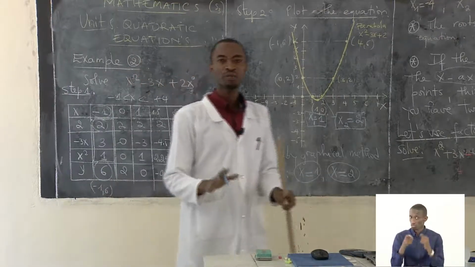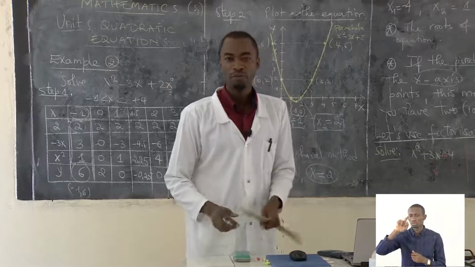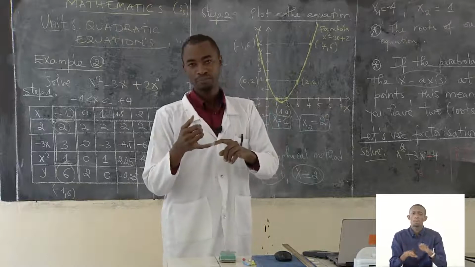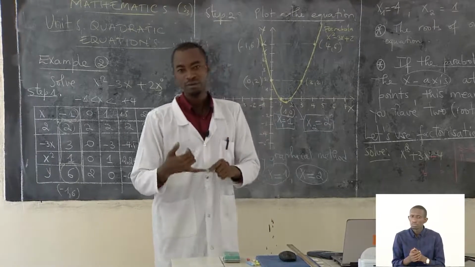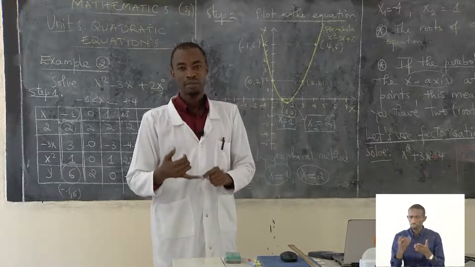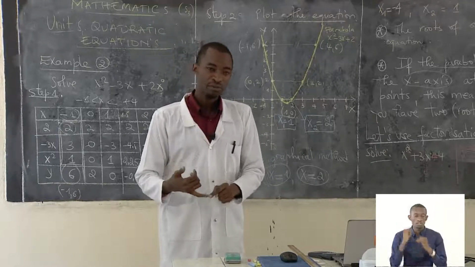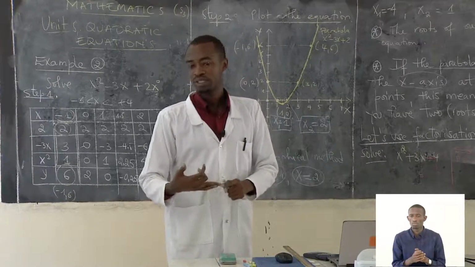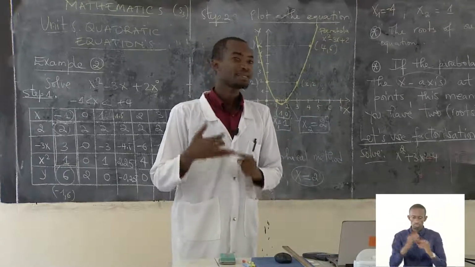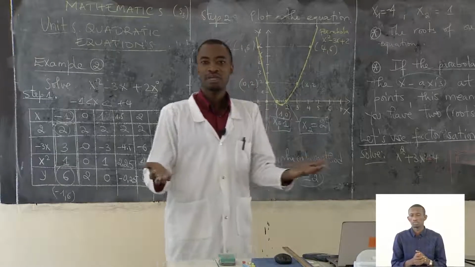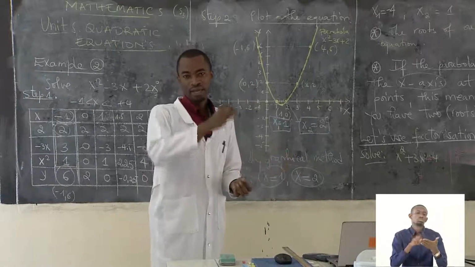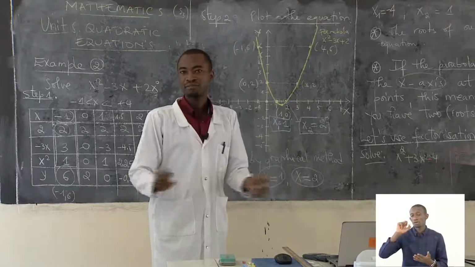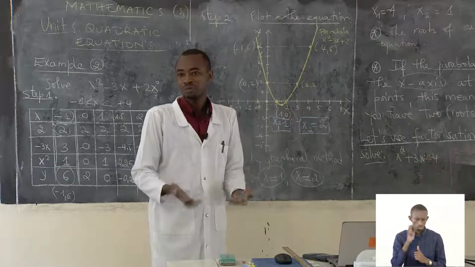So it is very simple. When you're solving a quadratic equation using graphical methods, you need to follow all these steps. Step number 1, you build your table of sign. And you've seen how to build the table of sign. Secondly, you plot the equation on a graph. And the third thing, you read from your graph where the parabola is cutting the x-axis. And those are the values of x you were looking for as you were solving.